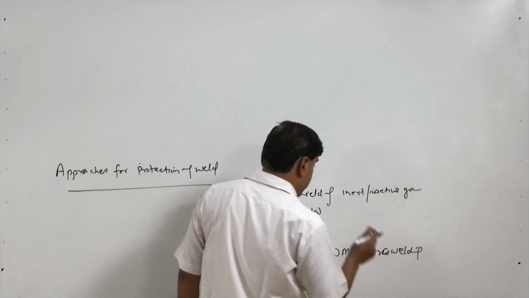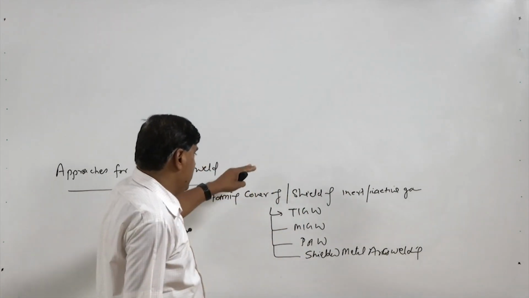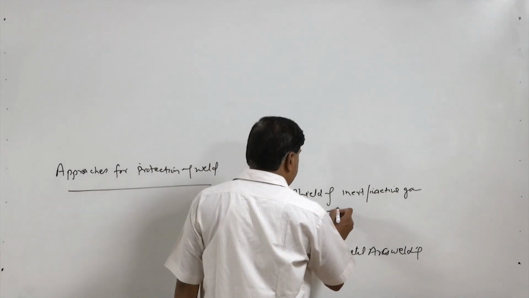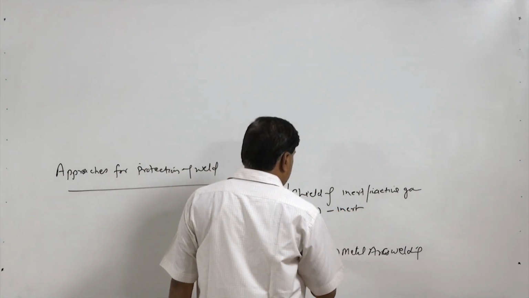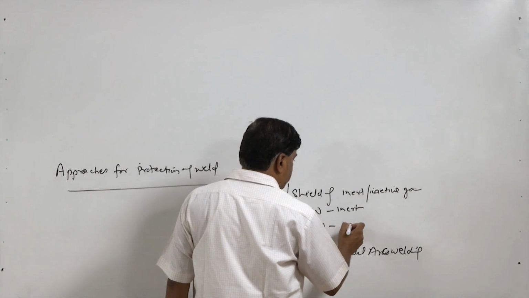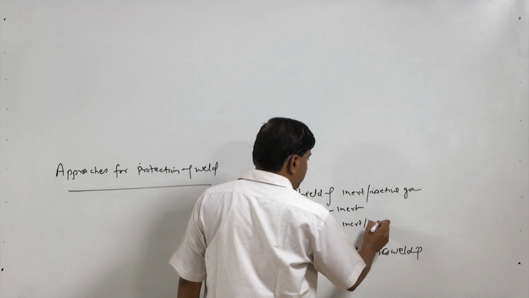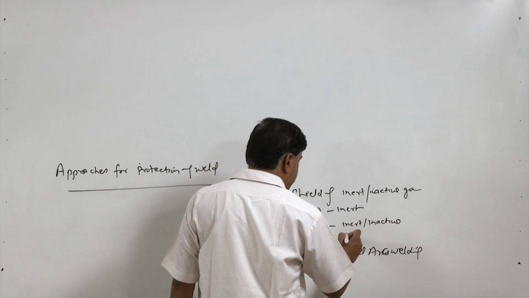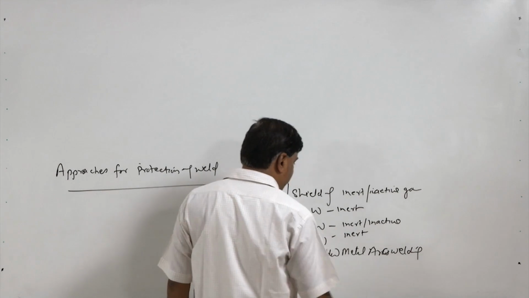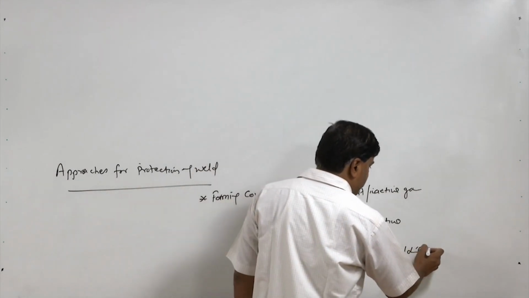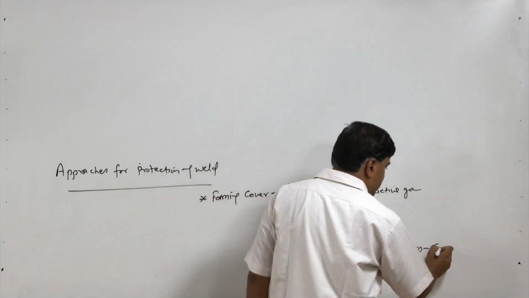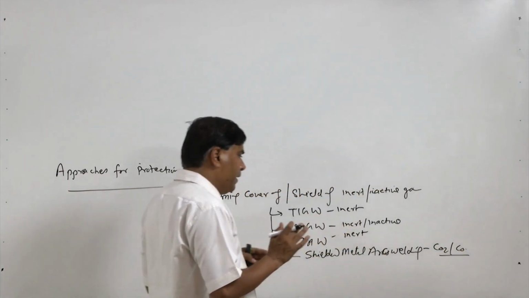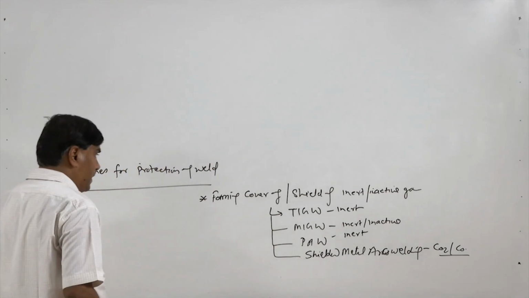These are the different processes. TIG invariably uses inert gas, while MIG can use both inert or inactive gases like carbon dioxide. Plasma also normally uses inert gases like argon and helium, and shielded metal arc welding uses flux coatings which produce CO2 and CO to protect the weld from the atmospheric gases.